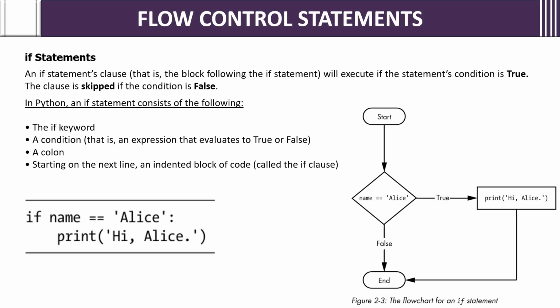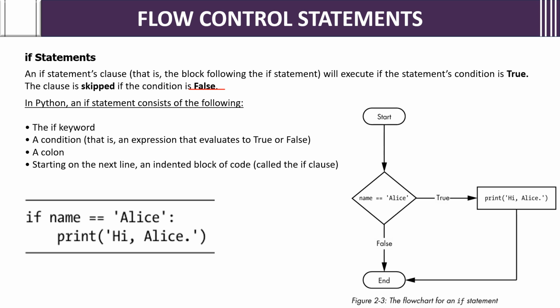Now we will see some of these statements. What is that? If statements. An if statement's clause, that is the block of the if statement, will execute if the statement's condition is true. If the if statement's condition is true, it is going to execute the block of code within the if statement. The clause is skipped if the condition is false. If it is false, it will skip and go to the next condition or next block of code.